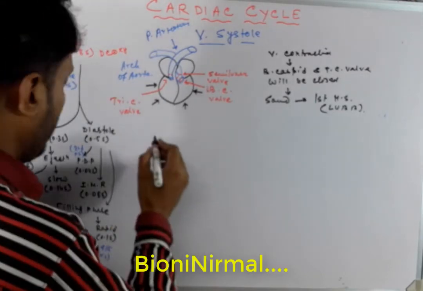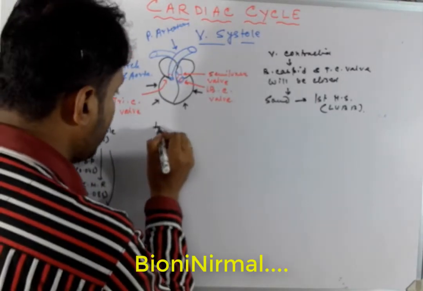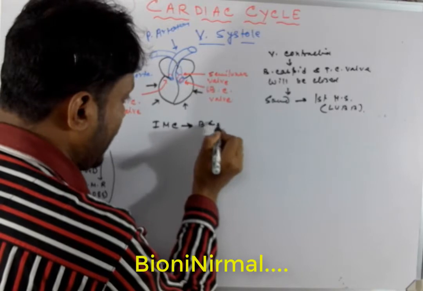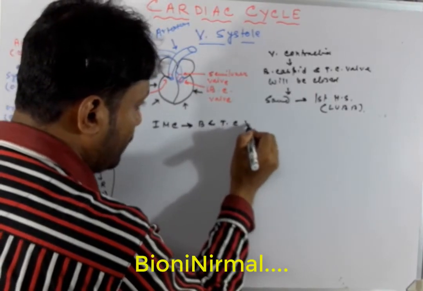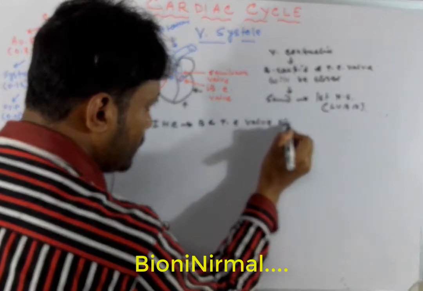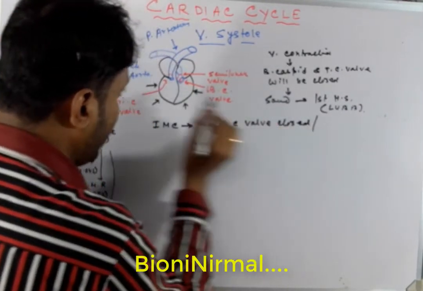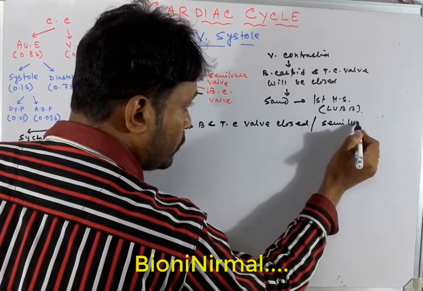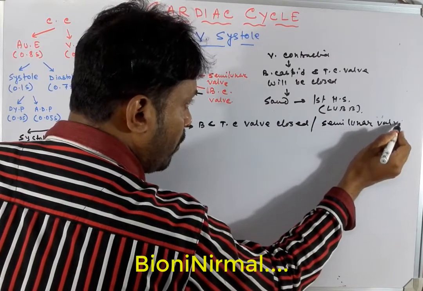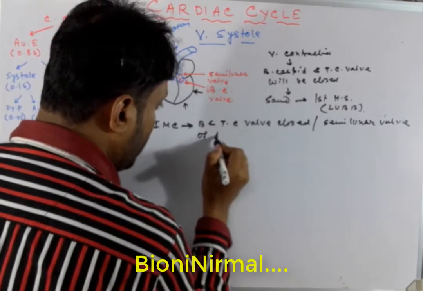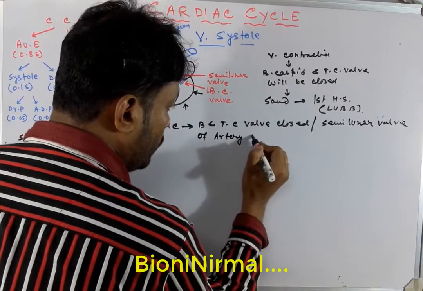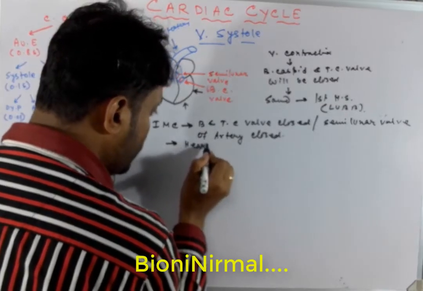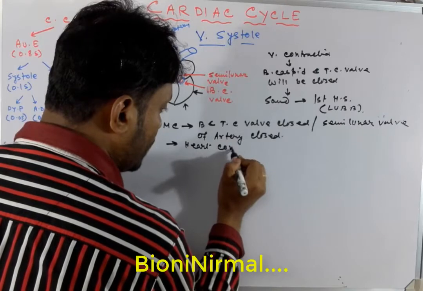And during this time the next stage is the isometric muscle contraction. This is very, very important, so that the bicuspid and tricuspid valves are closed, and the semilunar valve of the artery also remains closed.